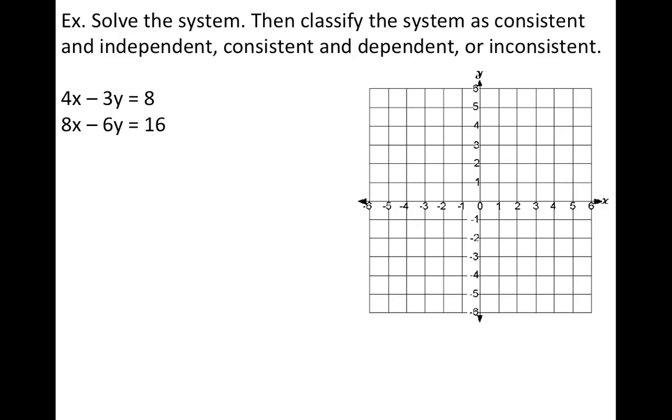So, same thing as yesterday. We have to solve the system and figure out and classify it by our types of classification. Again, don't forget to solve them out for y. Graph your lines and we'll figure it out.